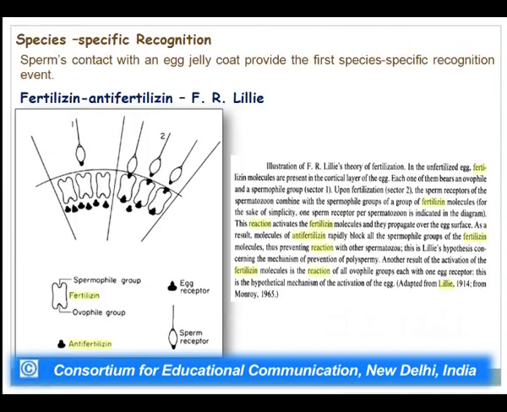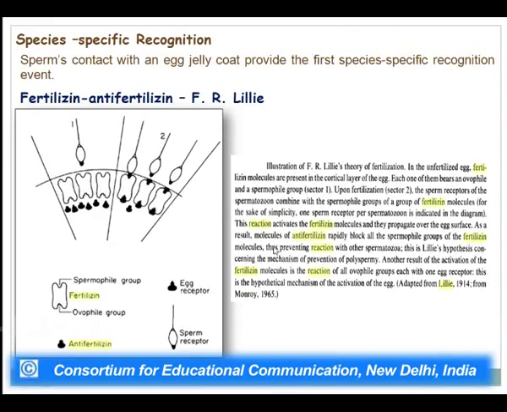When the sperm comes in, there is another molecule called antifertilizin, and this is the egg receptor which is there. So, this is the egg receptor which is binding here, and this sperm will bind onto the spermophilic site. So, this is the sperm receptor and this is the egg receptor we are talking about. And these are the antifertilizin molecules which are present on the sperm receptors.